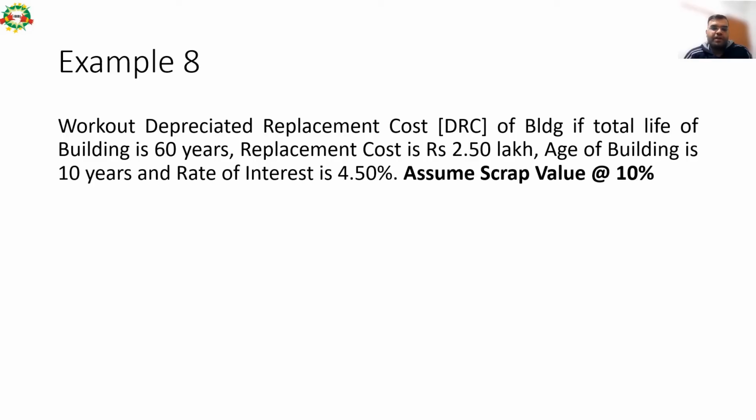So the next question is: work out the depreciated replacement cost of a building if the total life of the building is 60 years and replacement cost is 2.5 lakh rupees. Age of the building is 10 years, rate of interest is 4.5%, and assume a scrap value of 10%. So this numerical is exactly the same as example number 7. However, here one additional piece of information is given pertaining to scrap value.